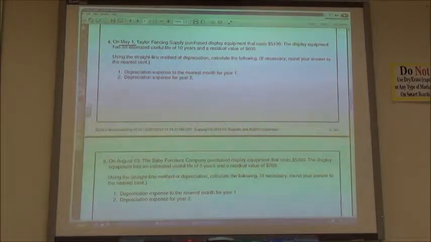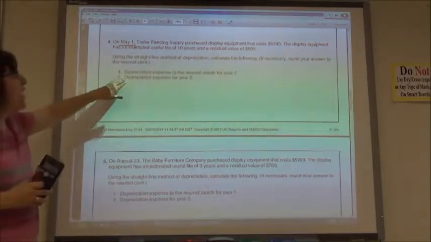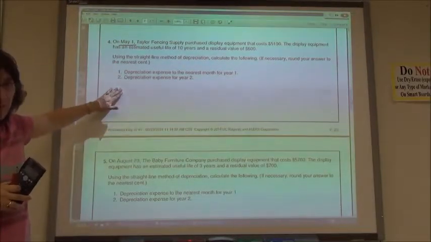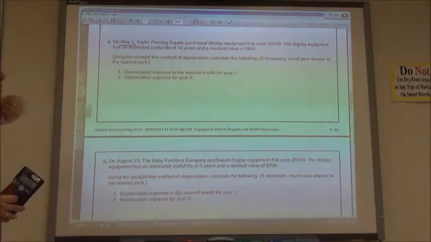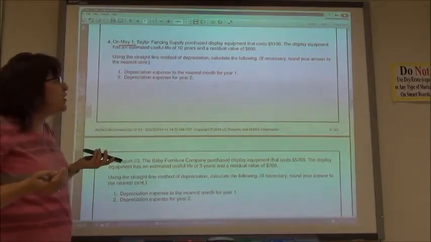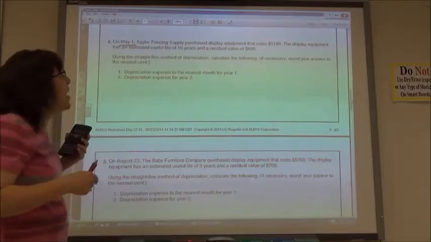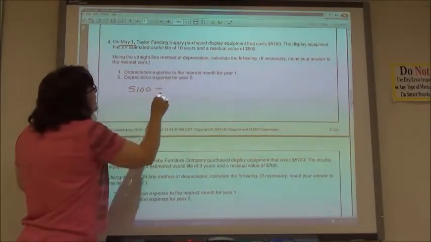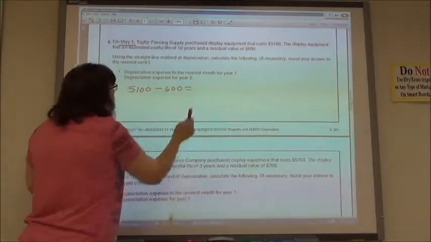And then the depreciation for year 2. Year 2 will have the full value. So I actually calculate year 2 first and then go back and do year 1. So for year 2, again, we're going to calculate the depreciation like we did on the previous problems. So the total cost was $5,100. It has a residual value of $600.